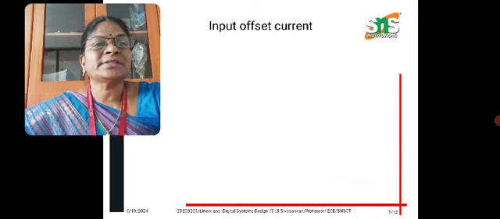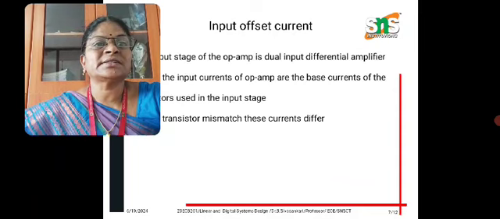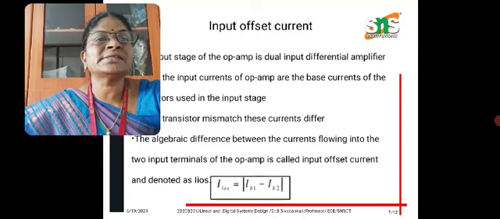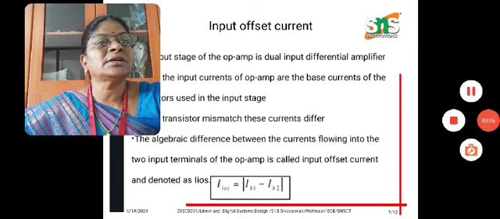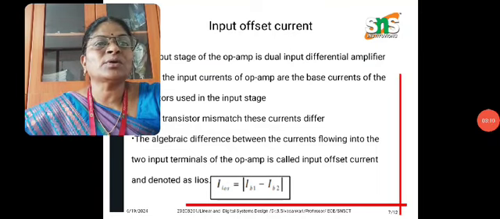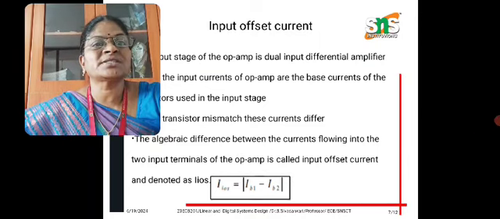So the next one is input offset current. The input stage of the op-amp is a dual input differential amplifier. The input currents of the op-amp are the base currents of the transistors used in the input stage. Due to transistor mismatch, these currents differ.